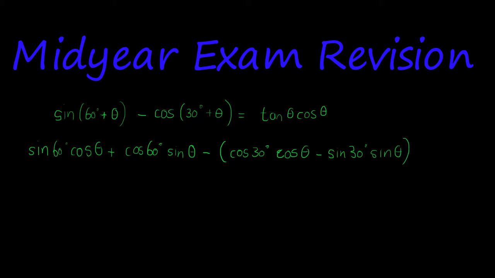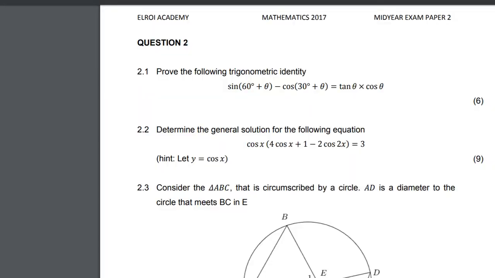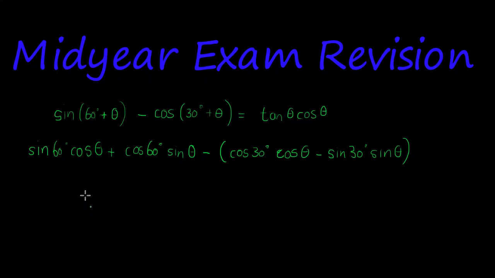Okay, and so what we had to do: prove the following trigonometric identity. In other words, prove left hand side is equal to right hand side. And so on the left hand side, I can now use my special angles. You should know sine of 60 is square root 3 over 2. There's a way of determining that without a calculator. Cos of theta plus cos of 60 degrees, which is a half, sine theta, and then minus cos of 30 degrees, which is square root 3 over 2.